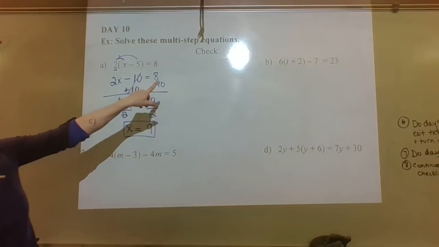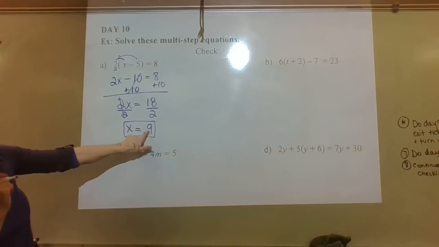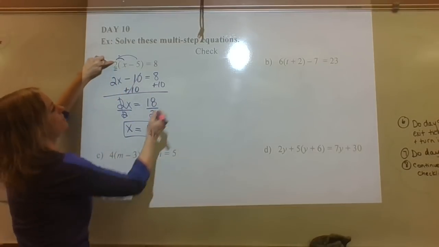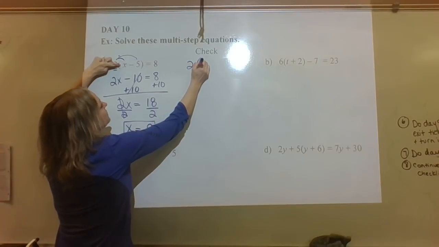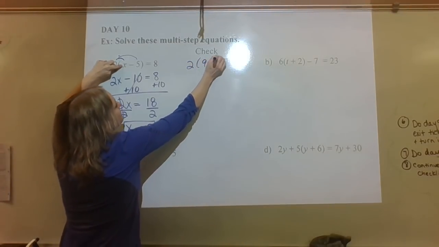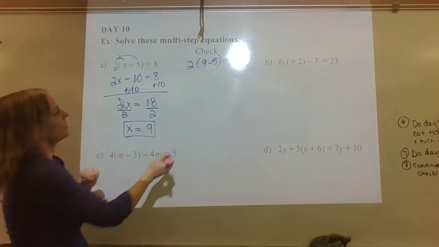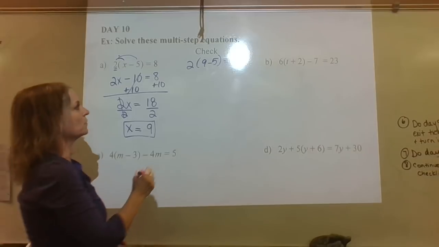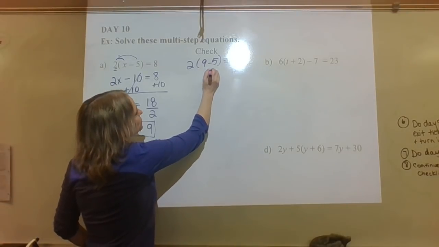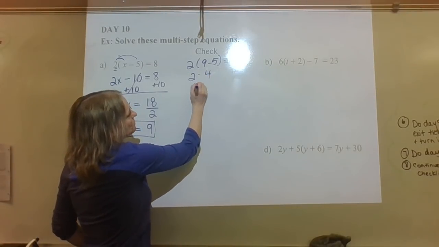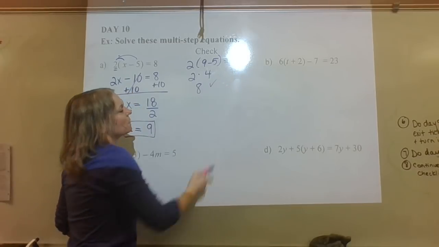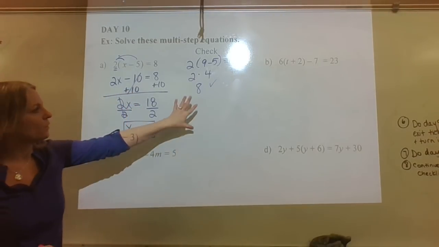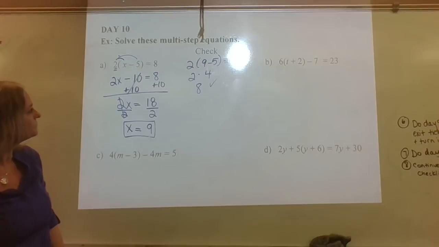Okay, now our usual check step. So check step would be take the 9, plug it in where the x is. So I have 2, and then parentheses, 9 minus 5. Okay, make sure you write those parentheses there, equals 8. Okay, and then remember we just solved this using our regular order of operations. So we do 9 minus 5, which is 4, times 2 makes 8. So check, that's what we wanted to make. All right, good. So we know the answer is right because we did our check step.